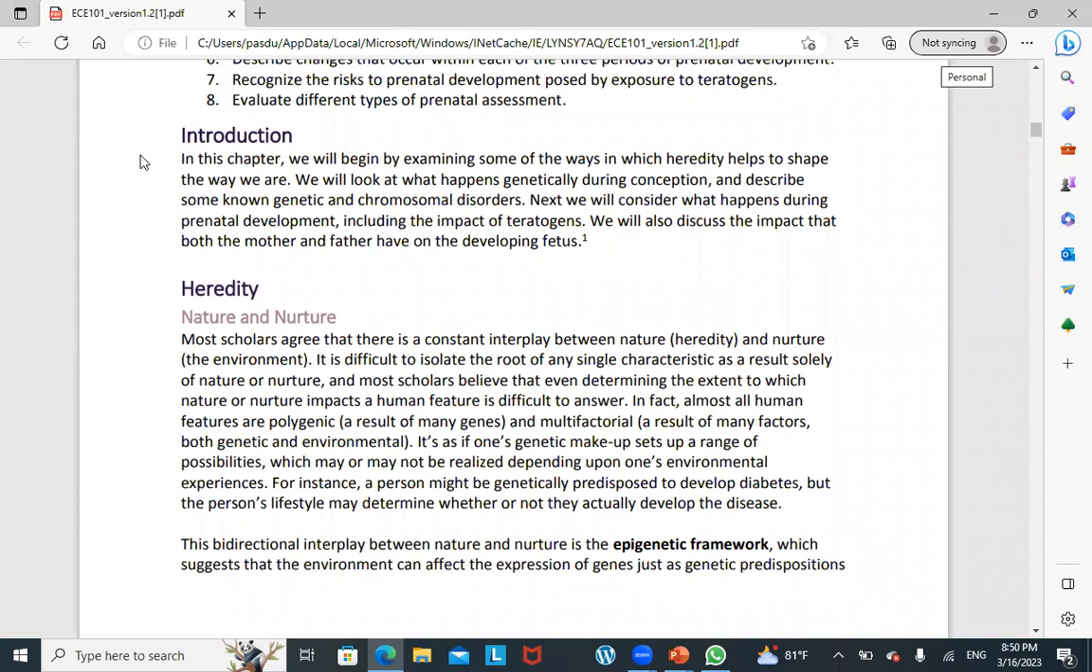It is as if one's genetic makeup sets up a range of possibilities which may or may not be realized depending upon one's environmental experiences. For instance, a person might be genetically predisposed to develop diabetes, but the person's lifestyle may determine whether or not they actually develop the disease. Likewise, this bidirectional interplay between nature and nurture is the epigenetic framework, which suggests that the environment can affect the expression of genes just as genetic predispositions do.